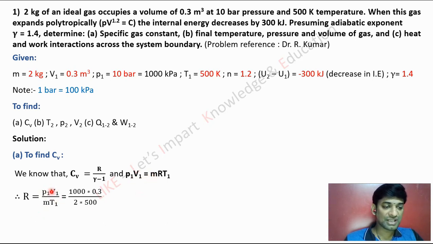So this pressure is given in the problem, 1000 kilopascal, V1 0.3 meter cube, M 2 kg, T1 500 Kelvin. All the data are given in the problem. Now if you substitute all the values and cancel out all the units, you will get R is equal to 0.3 kilojoule per kilogram Kelvin.